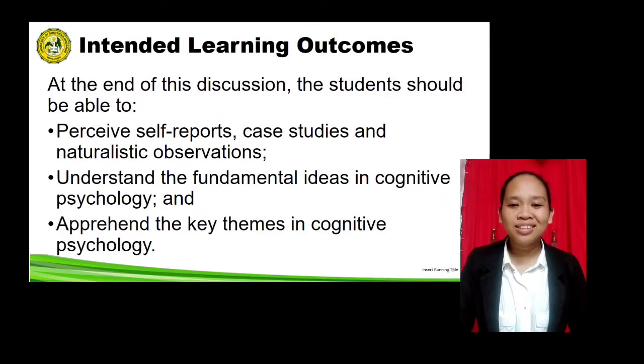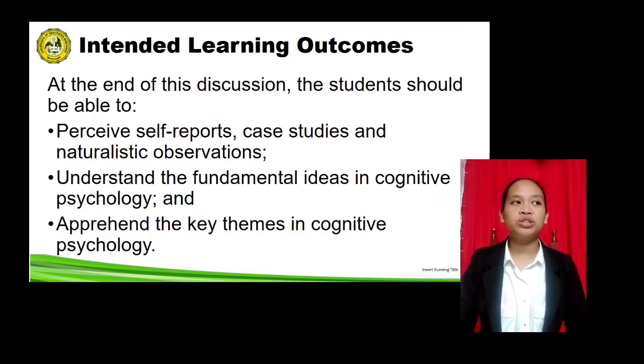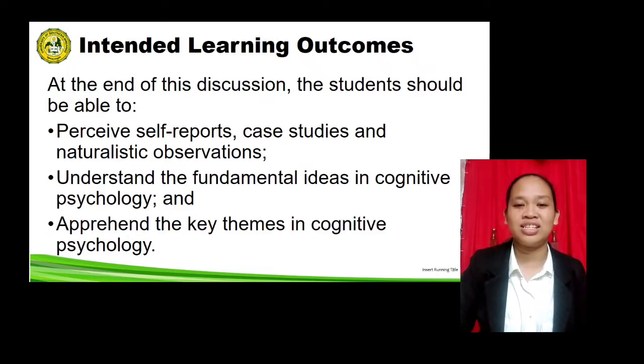Next, our intended learning outcomes. At the end of this discussion, the students should be able to perceive self-reports, case studies, and naturalistic observations. Then they should understand the fundamental ideas in cognitive psychology. And the last one, they should be able to apprehend the key themes in cognitive psychology.